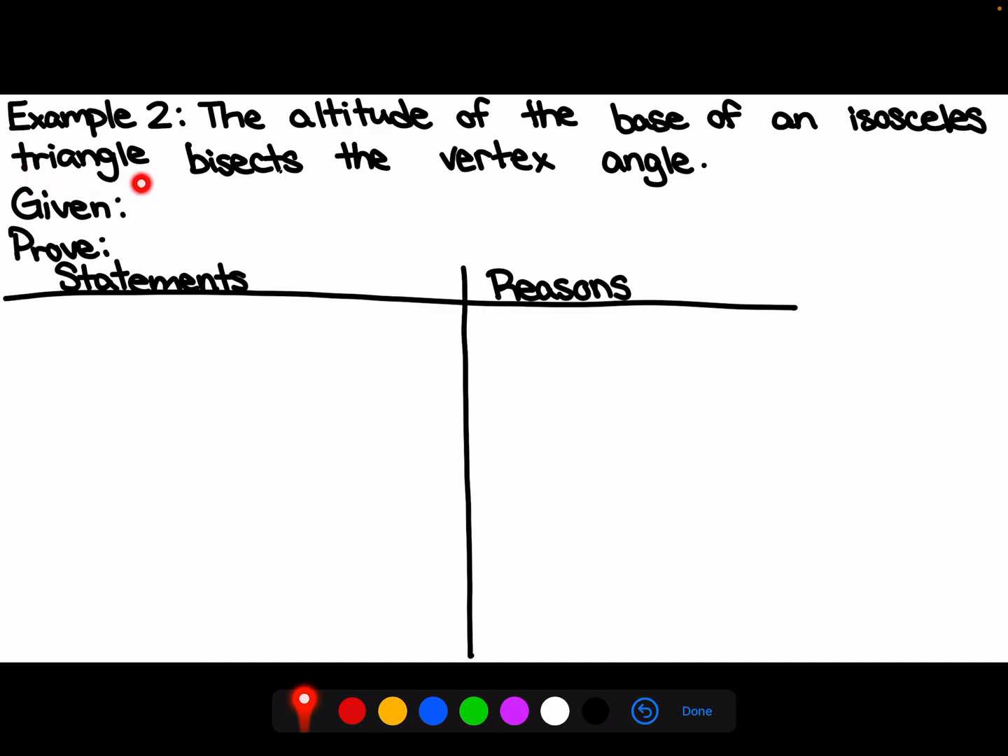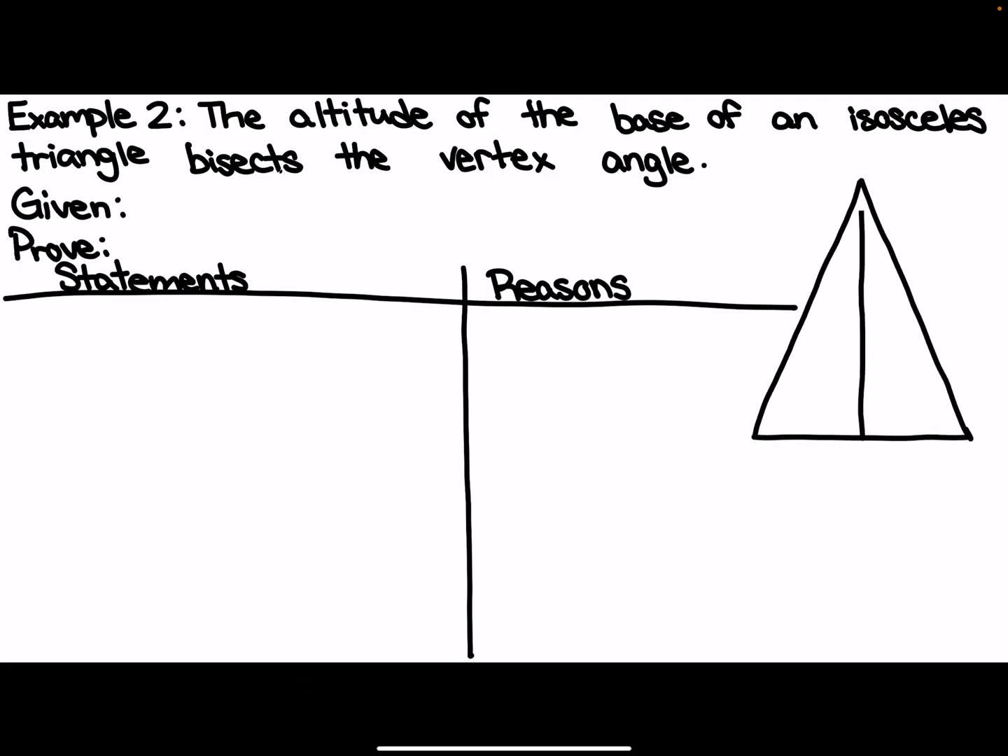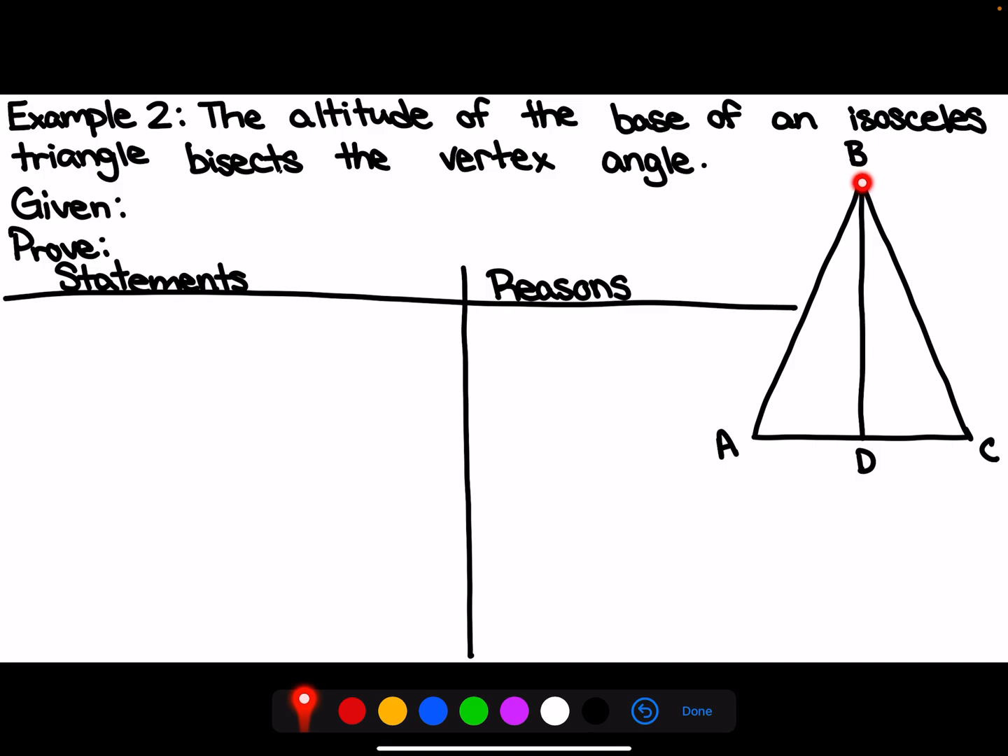First off, I know that we have a triangle, so I can draw a triangle. Specifically, this is an isosceles triangle, and it's also going to have an altitude to the base. My altitude will go from my vertex angle to the base of my triangle. Our vertex angle is the very top, where point B is, and it goes down to the base, which is base AC. So I can see that this would be my altitude here.